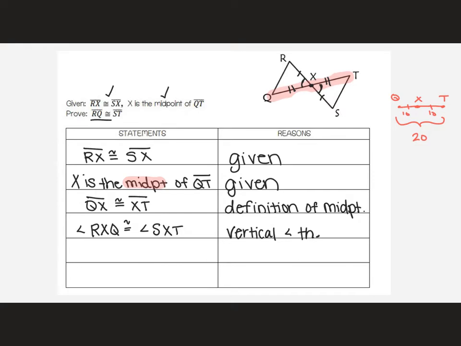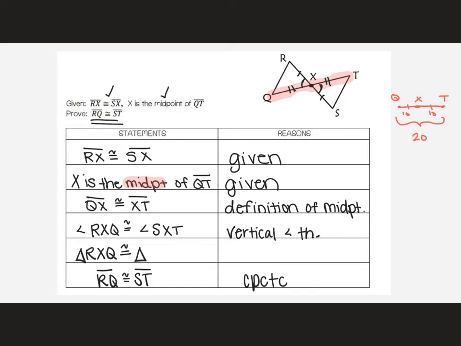If I look up at what they're asking me to prove, they're asking me to prove that RQ is congruent to ST. And I know that that means this is a CPCTC proof. So remember, corresponding parts of congruent triangles are congruent. Before I can use that, I always have to state that the triangles are congruent. So you can always name the left triangle or the first triangle, whatever you want, with the letters in any order. So I'm going to just choose R, X, Q.